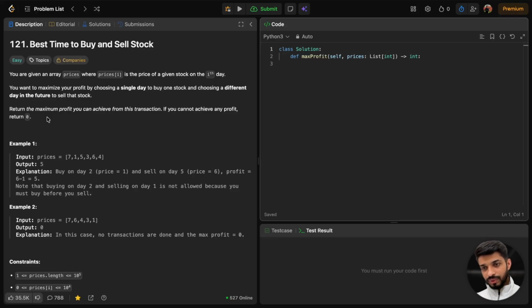Okay, so some examples are given. Let's see the example. The example says we have a prices list, and that list contains 7, 1, 5, 3, 6, 4. No issue at all right now. Now, how can we maximize our profit? If we buy that stock at price 7, then if we sell on any other day, that will be a loss-making deal. So we will not buy that stock at price 7. What next are you going to do? The next thing will be buying that stock at price 1 and seeing what the maximum profit will be.